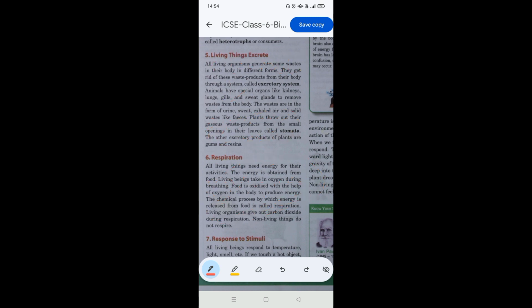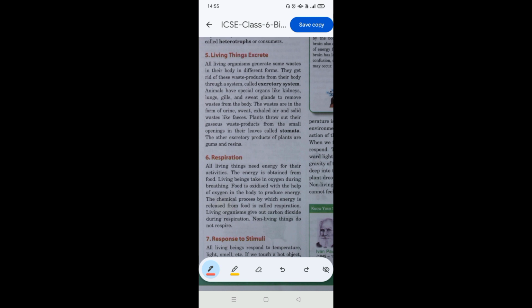So moving on to the sixth characteristic, which is respiration. All living things need energy for their activities. The energy is obtained from the food. Living beings take in oxygen during breathing. Food is oxidized with the help of oxygen in the body to produce energy. The chemical process by which energy is released from food is called respiration.